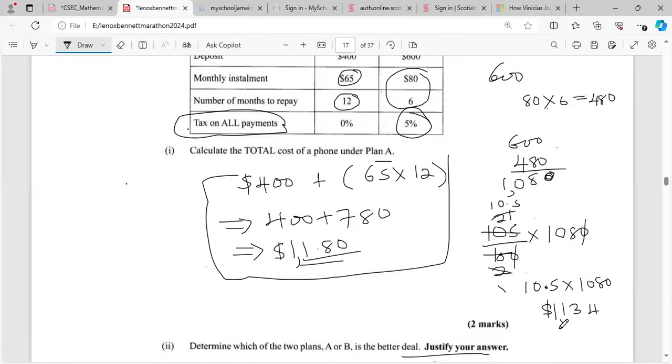So, which is better? Okay, then it's correct. Sorry, I put the decimal in the wrong place, I don't know why. Let me just fix it. Yeah, so it's 108 times 10.5, right? So you're going to pay 1,134 versus 1,180. Remember, you're working for the consumer.